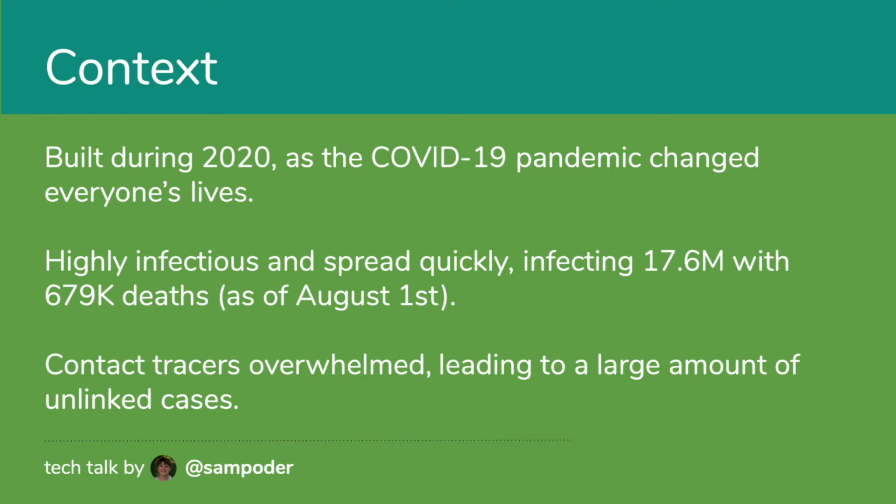So contact tracers are overwhelmed, and this leads to a large amount of unlinked cases. What unlinked cases means is when they don't know where they've got the virus from, so they don't know who's transmitted the virus. When this happens, it often means that there's a pool of cases that simply haven't been identified through testing, and this is a very worrying sign. So contact tracing needs to be stepped up, and we need easy ways to contact trace.